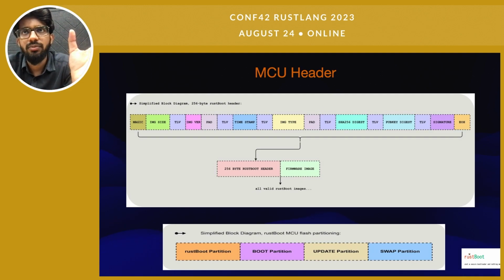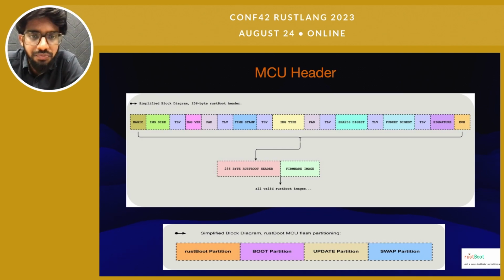Timestamp is nothing but the time at which you are compiling your code. Then you have a type length value for image type. So what is the image type you are having? It is a boot image or update image. That information will be given here. Then again you have padding. Then again you have a type length value. Okay, so now till here we have information about our firmware.